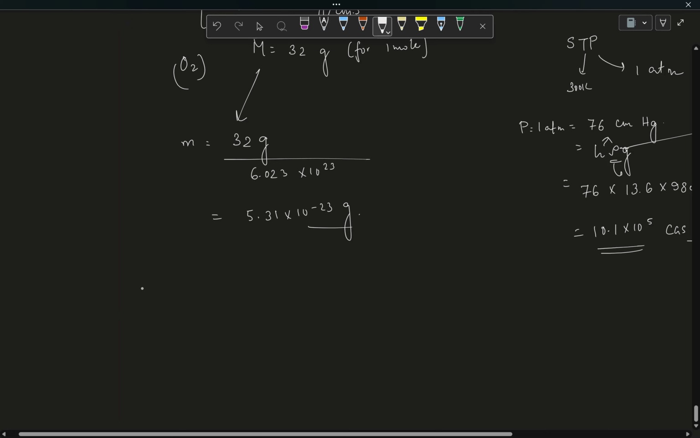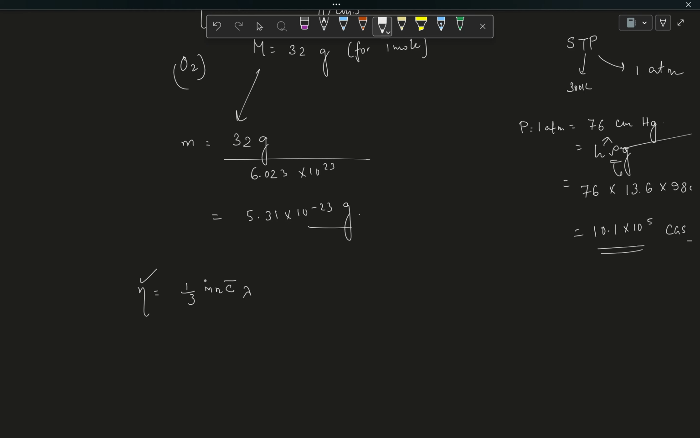So till this point you know that the formula for eta is 1/3 m n c bar lambda. So there is a direct relation between lambda and eta. Since you have information about eta from the question, m you have just taken out from here, c bar you can get because it is root over 8 kT by pi m, and T and m you already know.